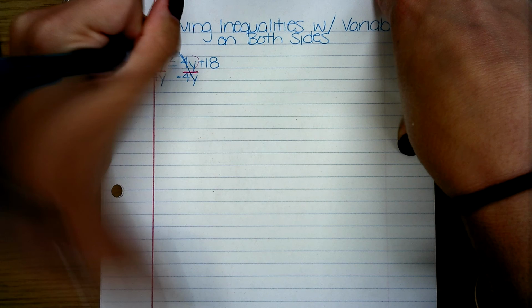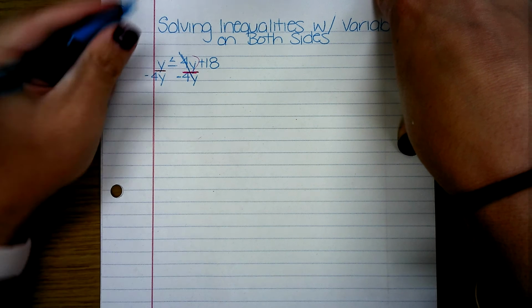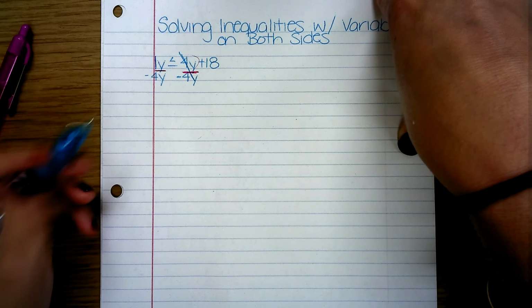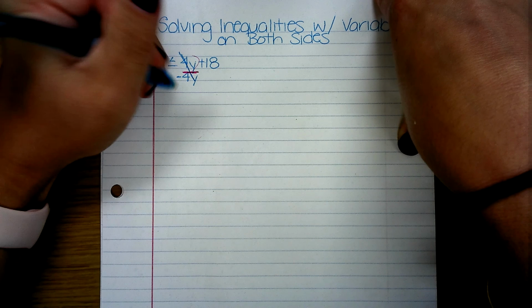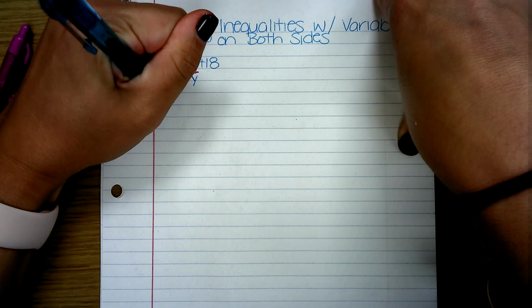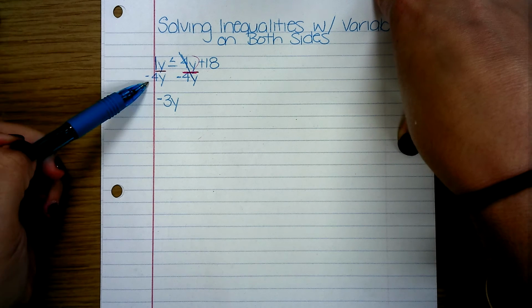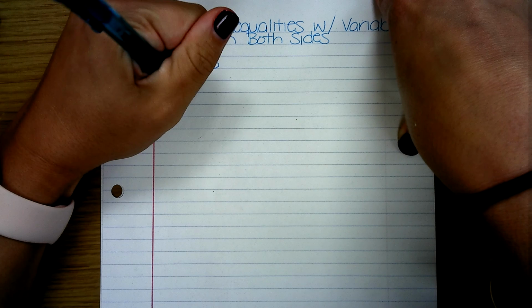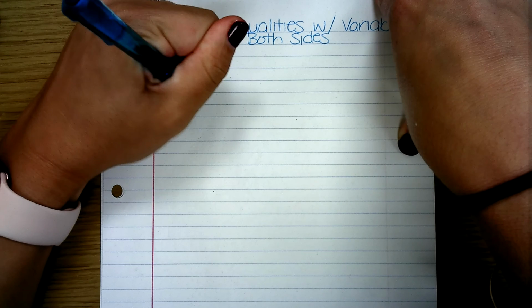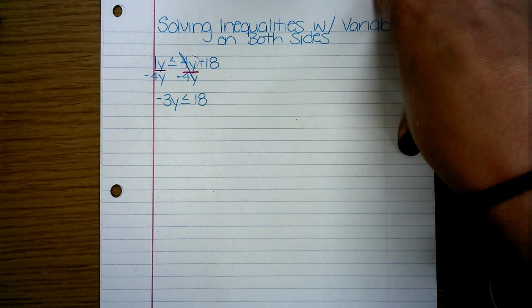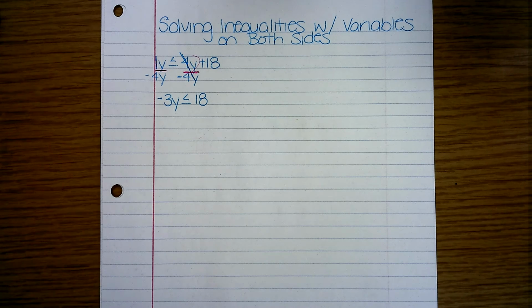That will make these cancel out. And remember that when you don't see anything in front of your variable, it's like a 1 is there. So then we have 1 minus 4, which gives me a negative 3y. When we put it in the calculator, we put it in from the top to the bottom. So negative 3y is less than or equal to 18. Now we just have a one-step inequality.